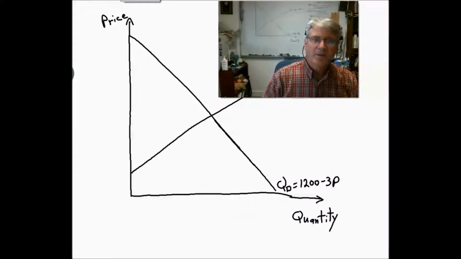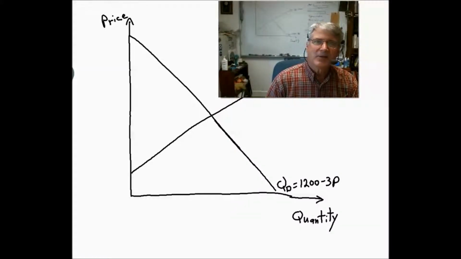Hello everyone. You asked me in class to work out a simple consumer and producer surplus problem, and that's what I have set up here. I'll also add taxes to this simple supply and demand graph, and then we can show the loss of consumer surplus, the gain or loss in producer surplus, the gain in tax revenue, and the deadweight loss.